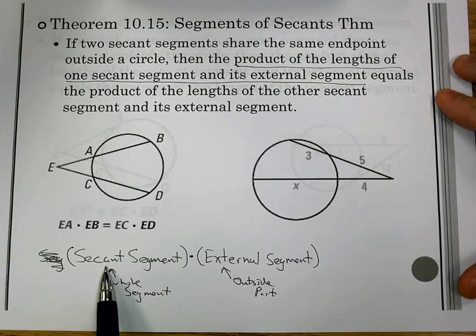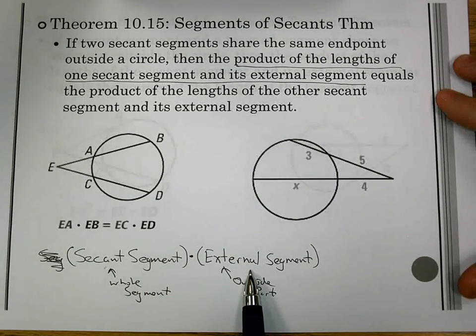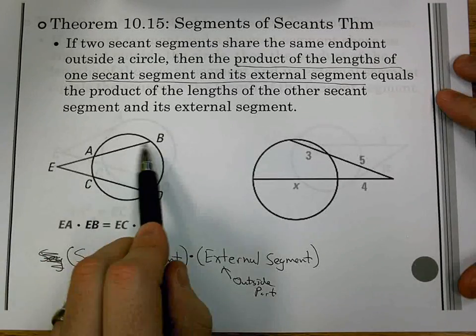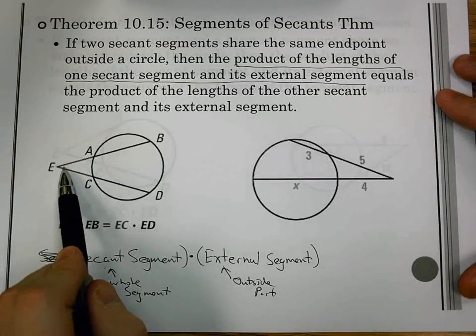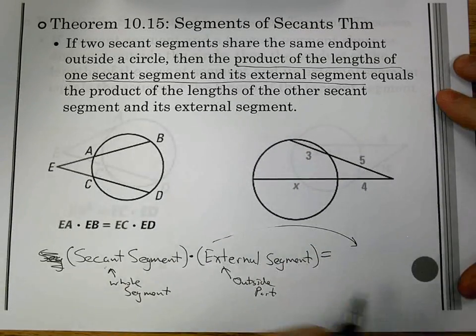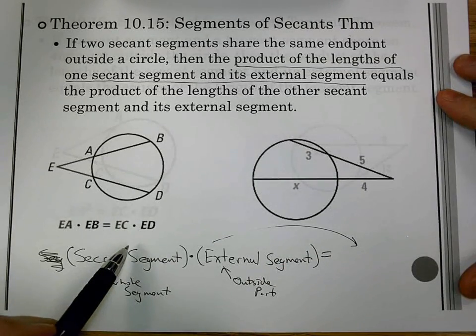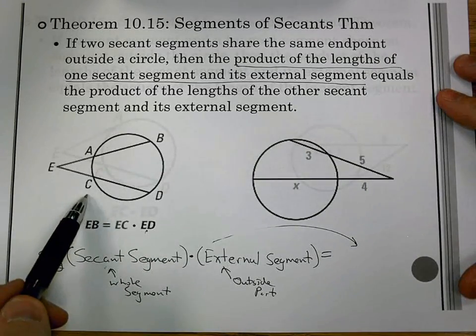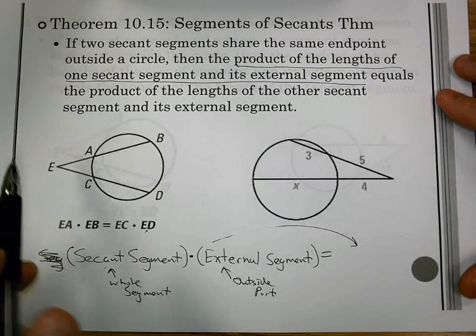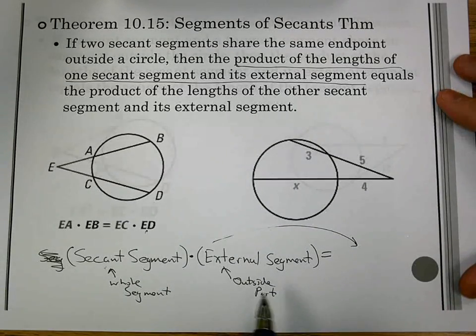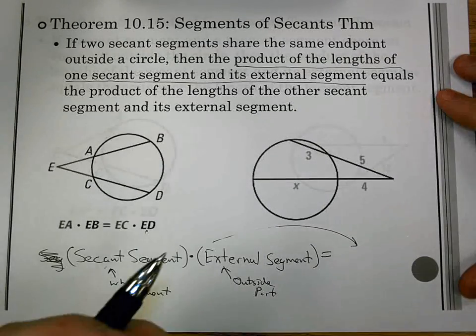I'm going to multiply the secant segment times the outside part, which if we look here, EB, secant segment, EA, outside part. And that's going to be equal to the same thing on the other side, the secant segment times the external, or ED, entire secant segment, times EC, the outside. But that's the product we need to be looking for, and it's going to be on both sides. And we're going to have it in problems where we have two secant segments, like the example we have on the right.